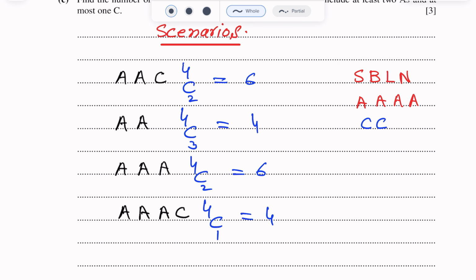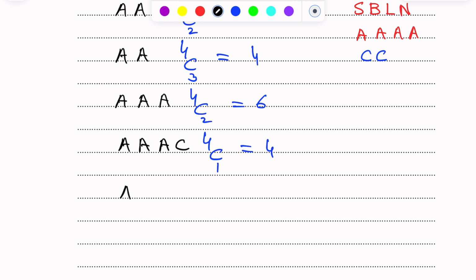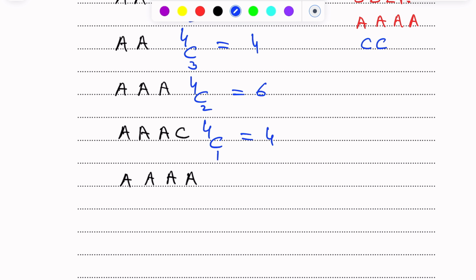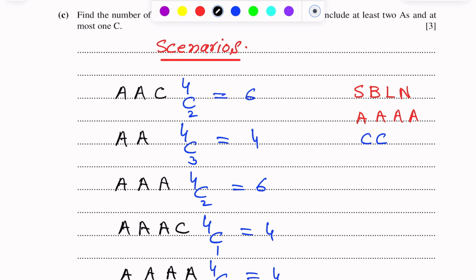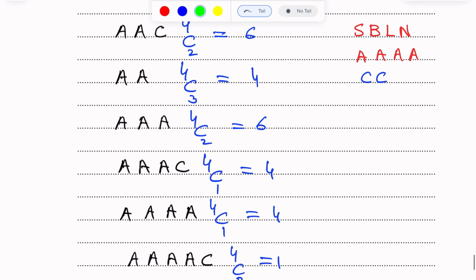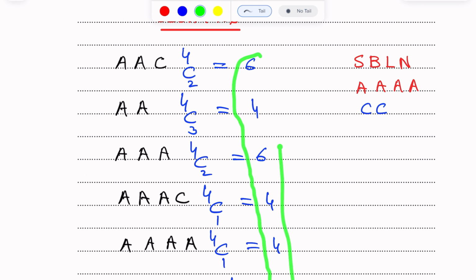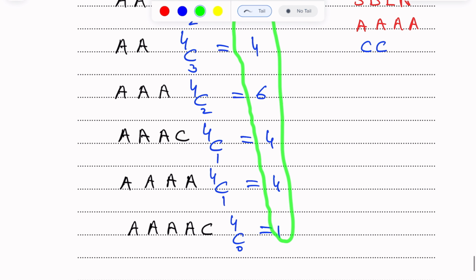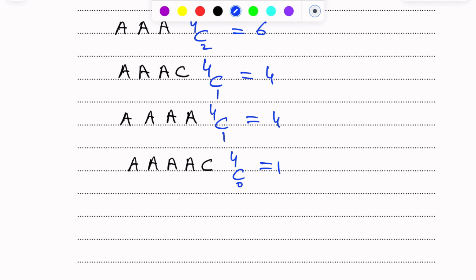Another option is 4 A's, no C. Now we will take 1 from S, B, L, N. So 4C1, answer is 4. Finally, we are taking all the 4 A's and 1 C. Already these are 5, so we are not taking any from S, B, L, N. So we write 4C0, that is 1. Now we add these answers: 6 plus 4 plus 6 plus 4 plus 1. These are total 25. This is the answer.